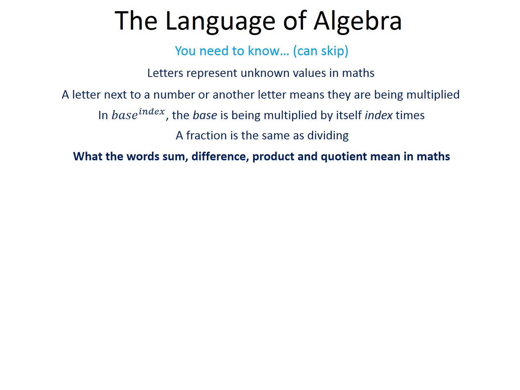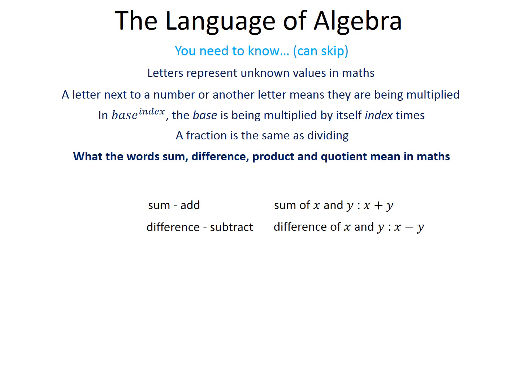Now there's also some special words that we need to remember: sum, difference, product, and quotient. So sum, that's the same as add, and so the sum of x and y is x plus y. Now difference is the same as subtract, and the difference of x and y is x minus y. But that can be a little bit unsure, the difference, because you're not sure which way should it go, x minus y or should it go y minus x.